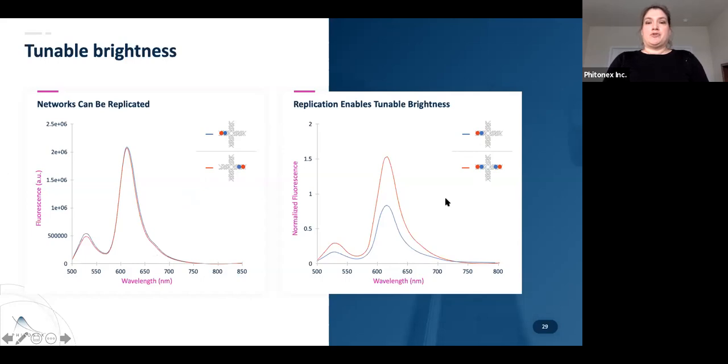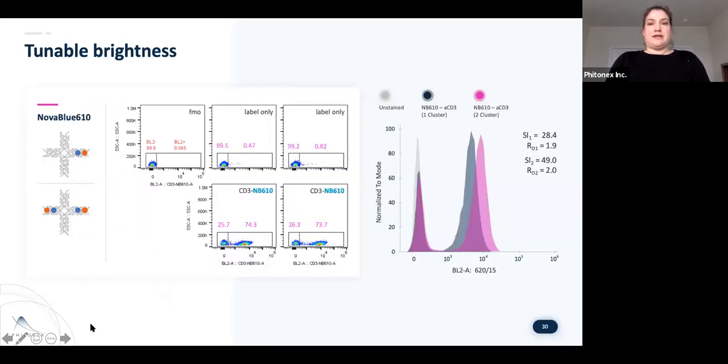So of course the question is, how does this look by flow cytometry? You can see that we've doubled the fluorescence, but let's look at the data on some cells. What you can see here is the one cluster NovaFluor 610 conjugated to CD3 antibody, or the NovaFluor 610 two cluster conjugated to the CD3 antibody.